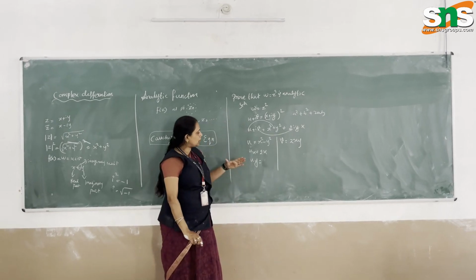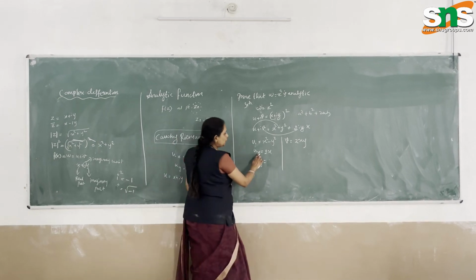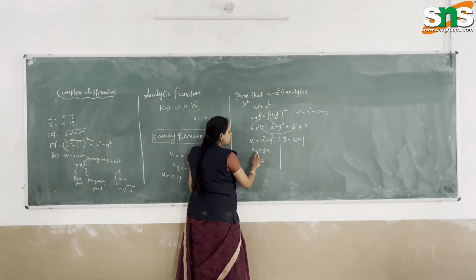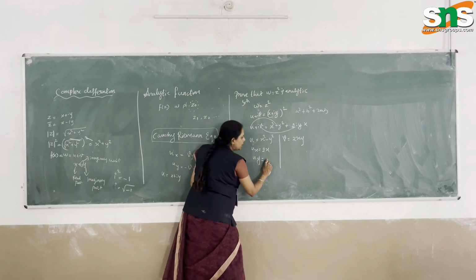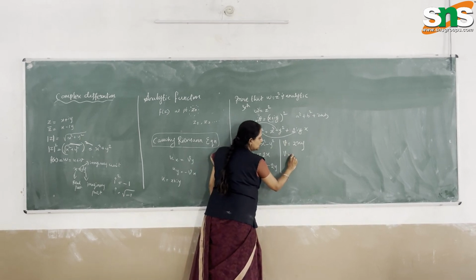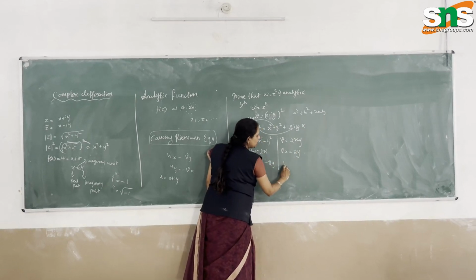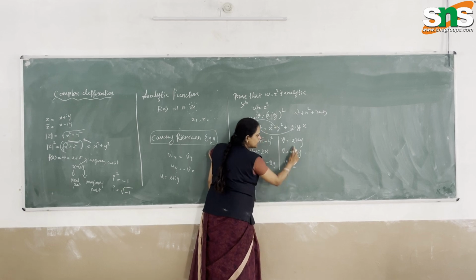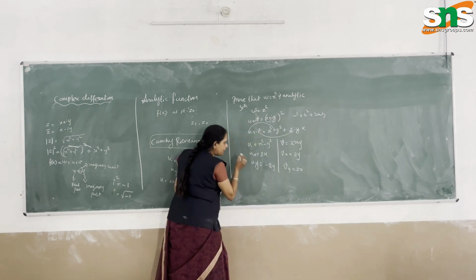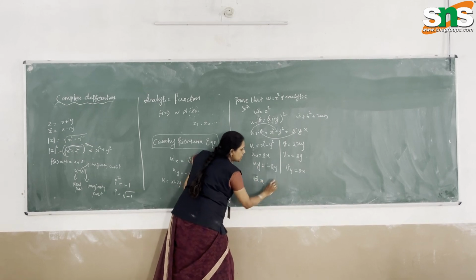Then after that we have to find ux, uy, vx, vy. So ux is nothing but we differentiate with respect to x, that is 2x. Then uy, what is uy? Yes, which is minus 2y. Then we have to find vx, which is 2y. Then vy equal to what? Yes, it is 2x. Then we have to compare ux and vy. What is ux? 2x. What is vy? It is 2x.